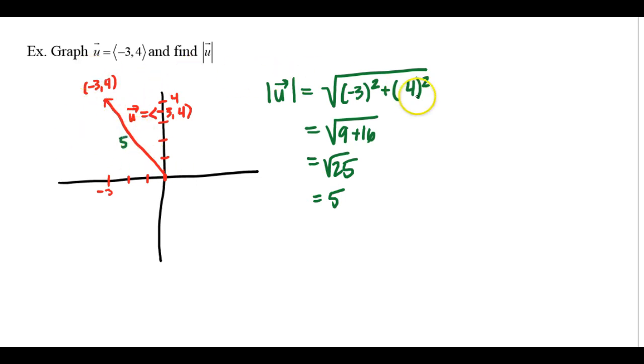And so hopefully you can see this is the distance formula. The distance formula in general is the square root of (x2 minus x1) squared plus (y2 minus y1) squared. So here our x1, y1 and x2, y2 correspond to my initial point, which is (0, 0), and then my terminal point, which is (-3, 4). So that's where this formula is coming from. It's the length of this line segment.